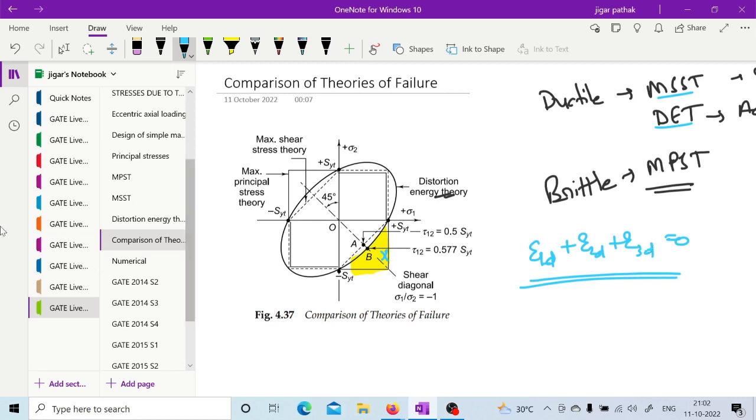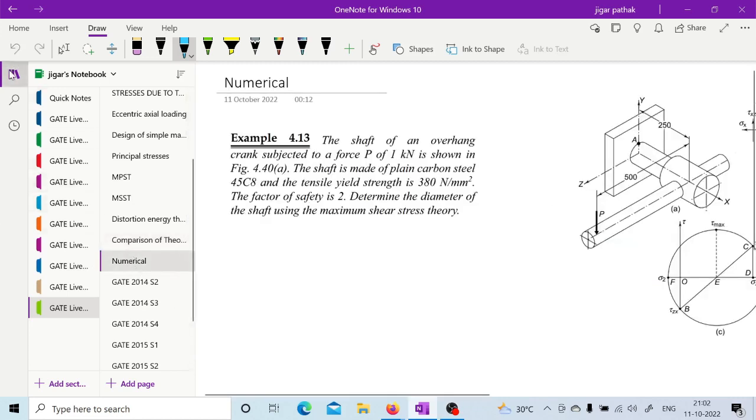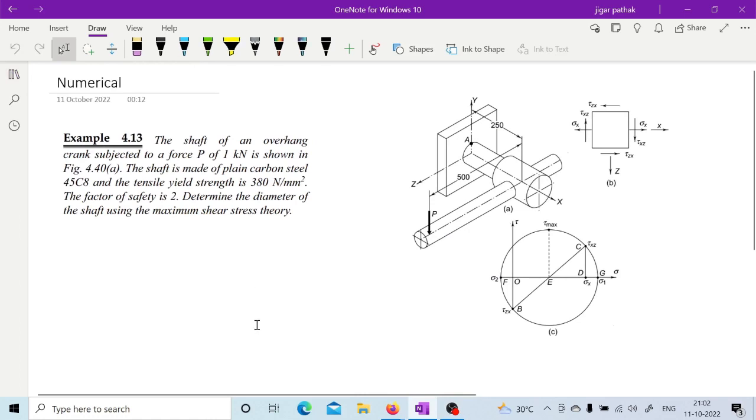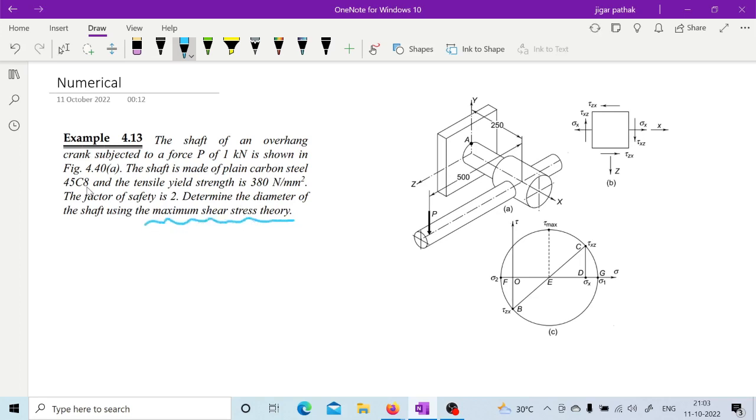So now let us go for the next one. This is a very simple problem. Here the shaft of an overhang crank is subjected to a force P of 1 kilonewton as shown in the figure. The shaft is made of plain carbon steel 45C8 and the tensile yield strength is 380 Newton per mm square. The factor of safety is 2. Determine the diameter of the shaft using the maximum shear stress theory. Here you are asked to use maximum shear stress theory because this plain carbon steel may be considered a ductile material.